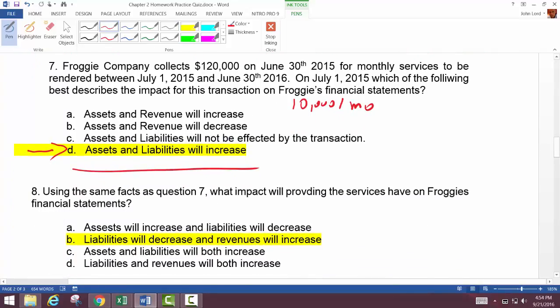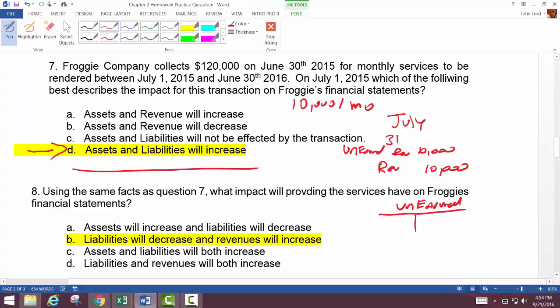Now, I think the next question is, using the same facts, what impact will providing the service have on Froggy's financial statements? So let's say now at July 31st, I've provided 1 month of service, haven't I? So I've earned that 1 month of service, so I'm going to do what? Can I credit revenue for 10,000 now? Because I've provided that service for 1 month. And can I debit what? Unearned revenue of 10,000? Right? What's the balance in the unearned revenue account?